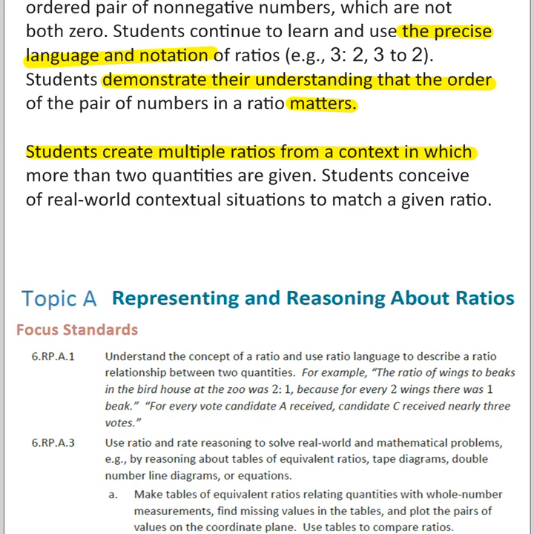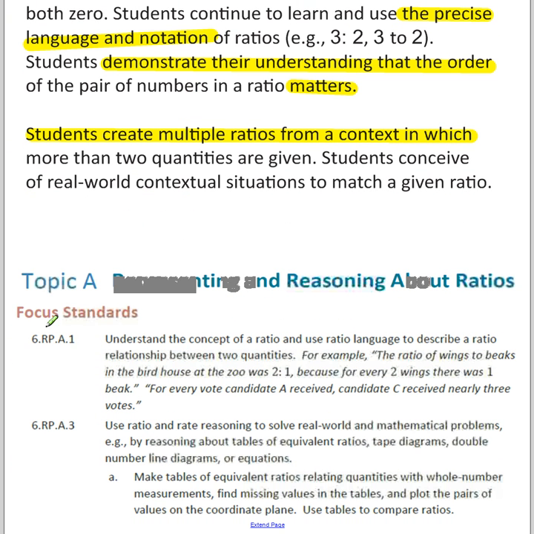That's another nice way to say that these are our standards for this topic, which will last 8 lessons: we're going to be understanding the concept of a ratio, use the correct language, make sure we remember that order matters, and use ratio and rate reasoning to solve real-world and mathematical problems.